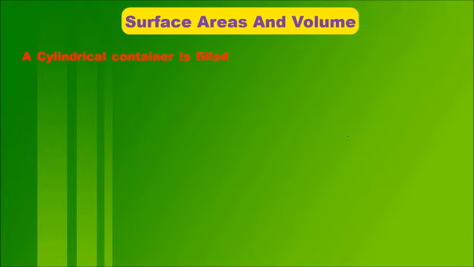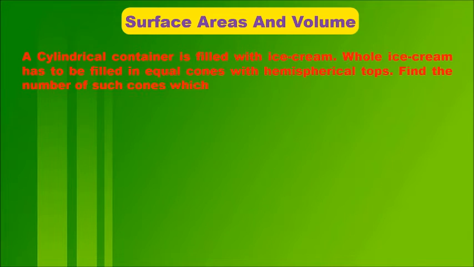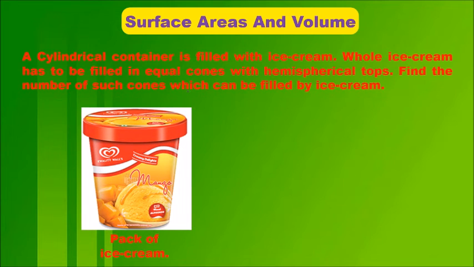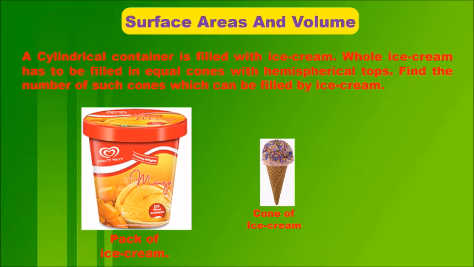Now consider a problem. A cylindrical container is filled with ice cream. The whole ice cream has to be filled in equal cones with hemispherical tops. Find the number of such cones which can be filled by the ice cream. So, here we have a cylindrical container. This is the cylindrical container which is filled with ice cream. The whole ice cream has to be filled in equal cones with hemispherical tops.